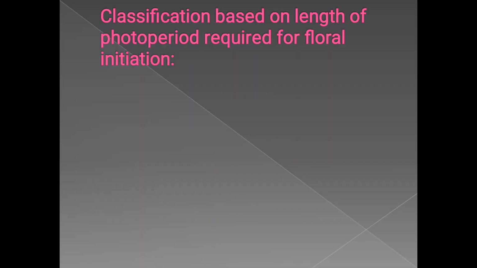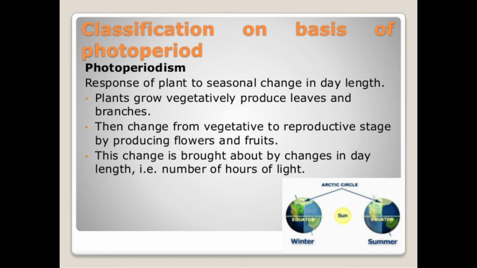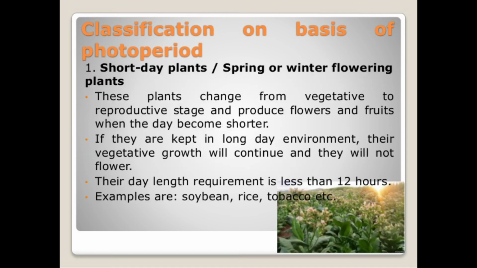Then the last one is the classification based on the length of photoperiod required for flowering initiation. So what is photoperiodism? Photoperiodism is the response of a plant to seasonal change in day length. Plants grow vegetatively, producing leaves and branches, then change from the vegetative to the reproductive stage by producing flowers and fruits. This change is brought about by changes in day length, that is, the number of hours of light.